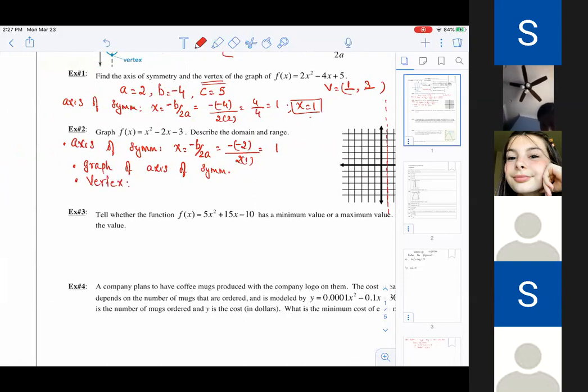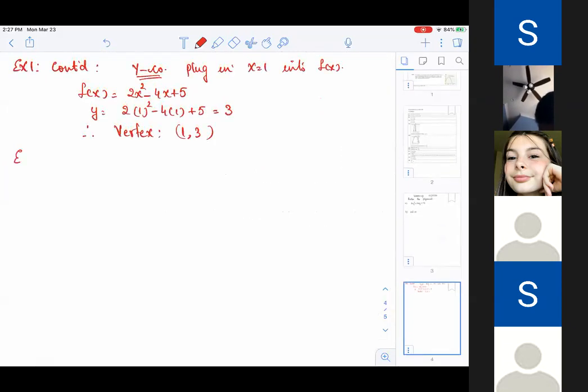Vertex. You know the x coordinate is already this. X coordinate is -b over 2a, which is the axis of symmetry. You write that. And find the y coordinate. X squared minus 2x minus 3. I'm going to go here. Example 2 continued. Y is equal to x squared minus 2x minus 3.